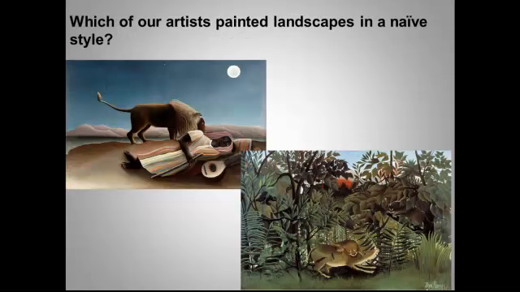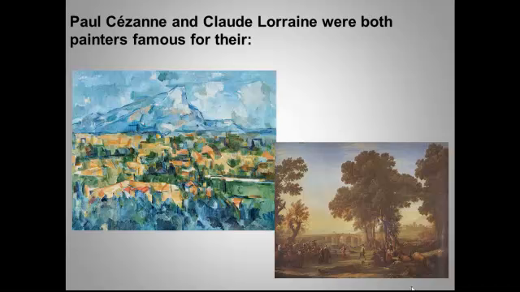I've already mentioned his name, but which of our artists produced landscapes in a naive style? By the way, for the next few slides, the images basically give you the answer, so I'm not going to say a lot more. Paul Cezanne and Claude Lorraine were both painters famous for looking basically for a genre of painting, and you should be able to figure that out pretty easily.